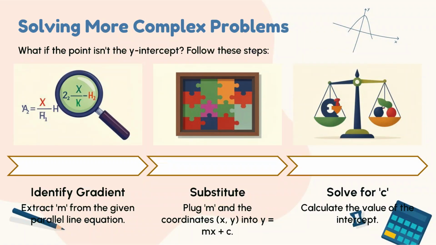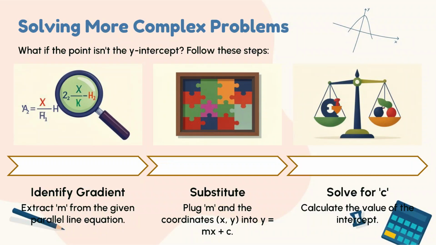Sometimes the point you are given is not the y-intercept. In that case, follow 3 steps. First, identify the gradient from the given parallel line. Second, substitute the gradient and the coordinates of the point into y equals mx plus c. Third, solve for c.